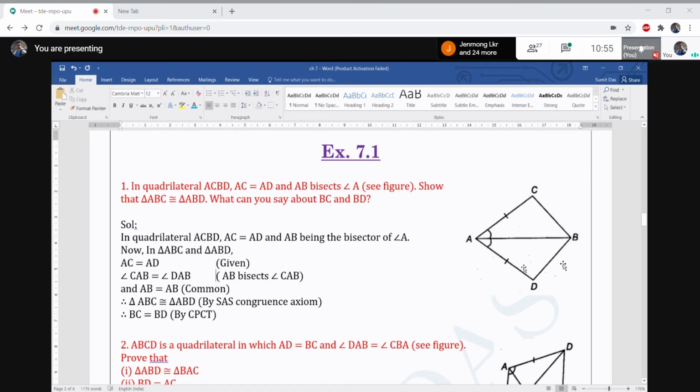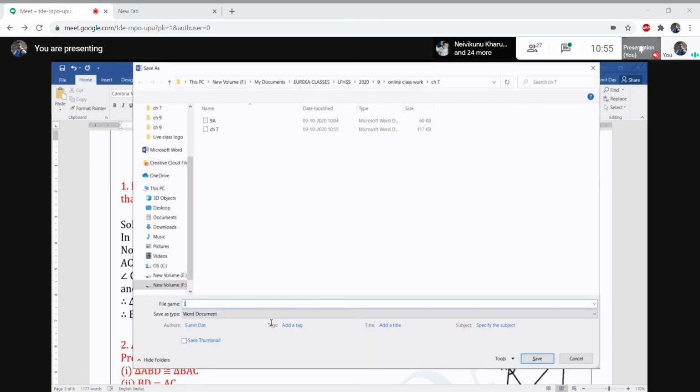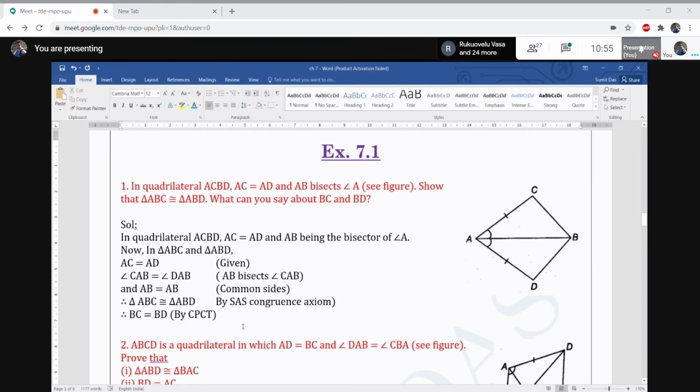Then CAB means this angle equal to DAB. This angle is also given because AB is the bisector of angle CAB, and AB is common side, right? AB is common side because look, AB is based on these two sides. So what we can say, triangles ABC and ABD both are equal, I mean sorry, congruent, by SAS congruence rule, not axiom, SAS congruence rule. You can say axiom also.